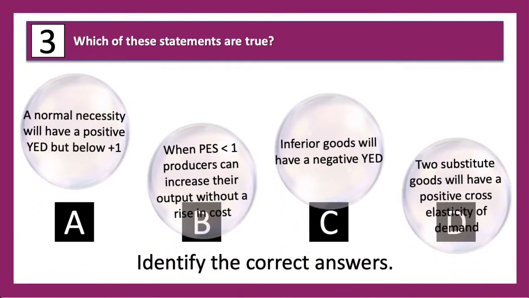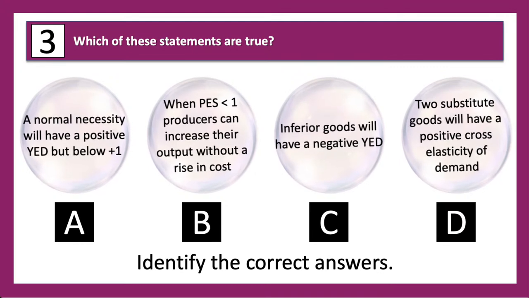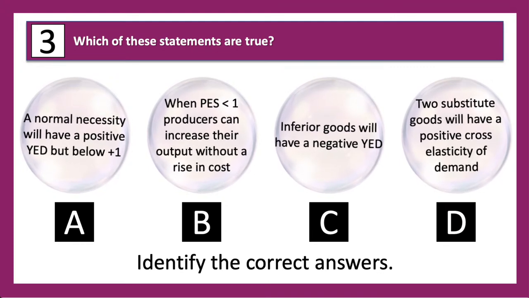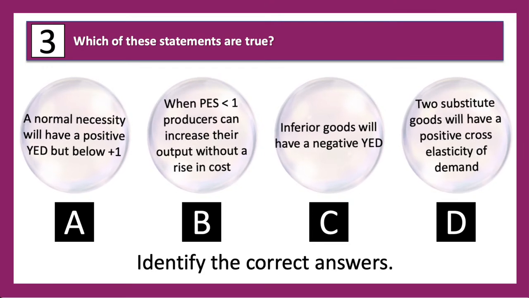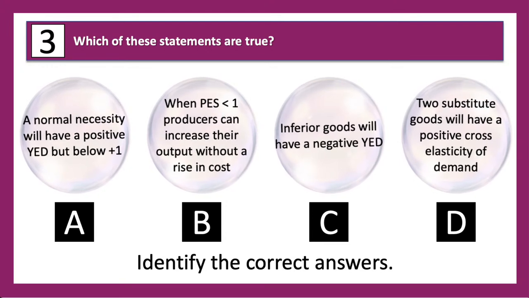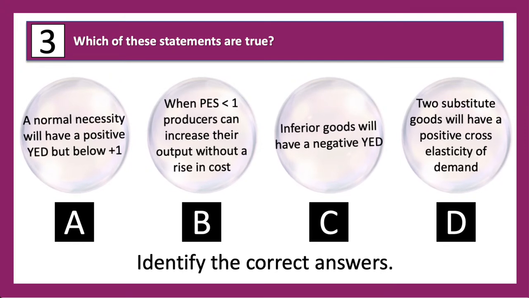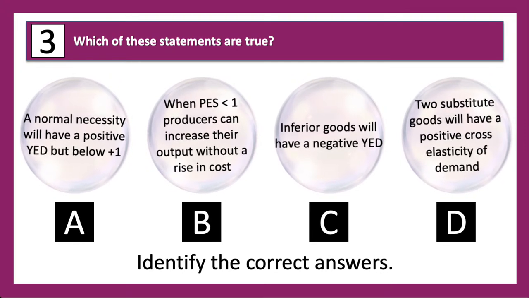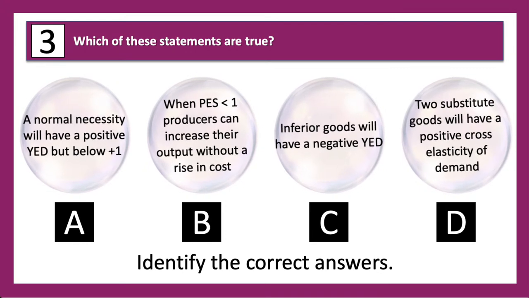Here's our next one. Which of these statements are true? Okay. Which of these statements are true? Interesting question. A little bit to read here. So take a moment on this one. Normal necessities. One on price elasticity of supply, one on inferior goods, and one on substitute goods. So here is our final bubble quiz question. Which of these statements are true?